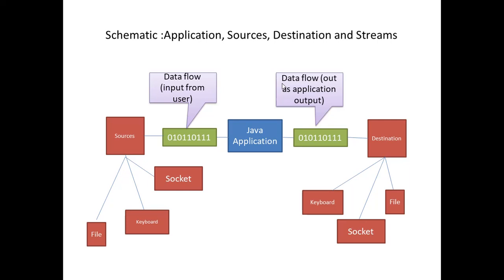The Java application processes the data. It gives the output. That output reaches to one of the destinations, could be a console, could be a socket, could be a file. By mistake, it is a keyboard over there. I'll change it when I'll be supplying you the PPT. So the red part shows the sample sources and the destinations. The green part shows the data flow, and the blue part shows the Java application.